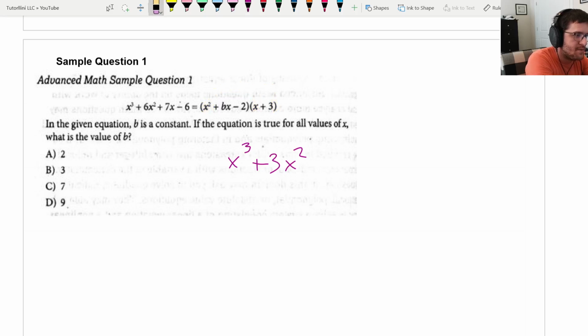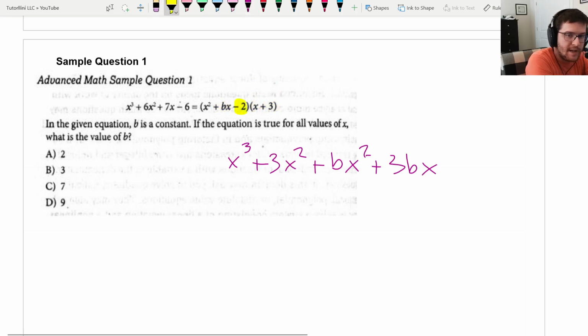Now we're going to distribute that middle term. So this will be bx squared, and then bx times 3 is 3bx. And then we're going to do the last term. So negative 2 times x, and then also times 3. So minus 2x, and then negative 2 times 3 is minus 6.